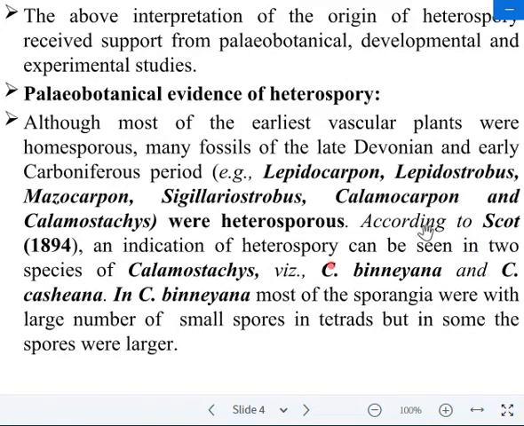According to Scott, a very famous pteridologist who worked on paleobotany, in 1894 an indication of heterospory can be seen in two species of Clamostichus, Clamostichus biniana and Clamostichus cassiana. In Clamostichus biniana, most of the sporangia had a large number of small spores in tetrad manner, but in some, the spores were larger. So these species of Clamostichus have been recorded as heterosporous. So this is the paleobotanical evidence.